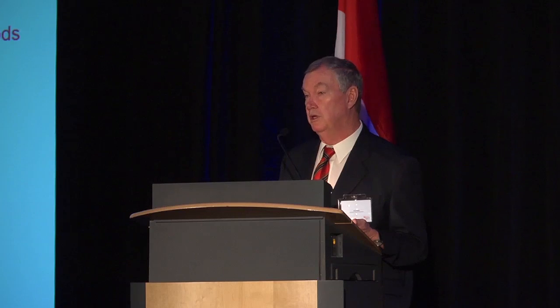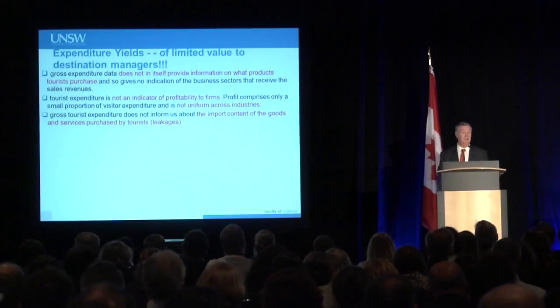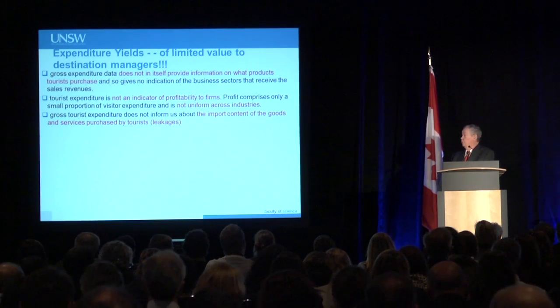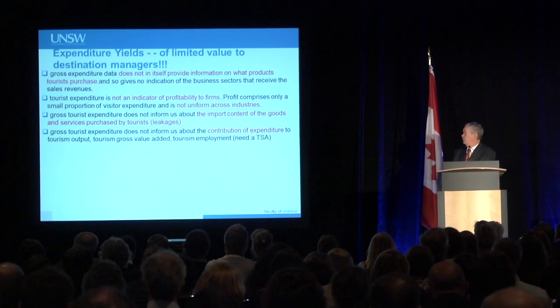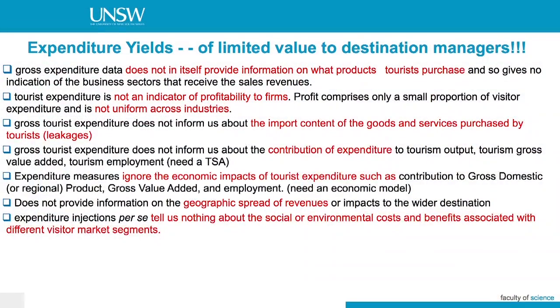If I were looking at Canada, import content would be any goods that are sourced outside of Canada and the money flows out. But of course, if we're looking at the point of view of the province of Quebec, then any goods from British Columbia or Ontario would be imported. Gross tourist expenditure does not inform us about the contribution of expenditure to tourism output, tourism gross value added, tourism employment, and so on. And we need tourism satellite accounts for that.